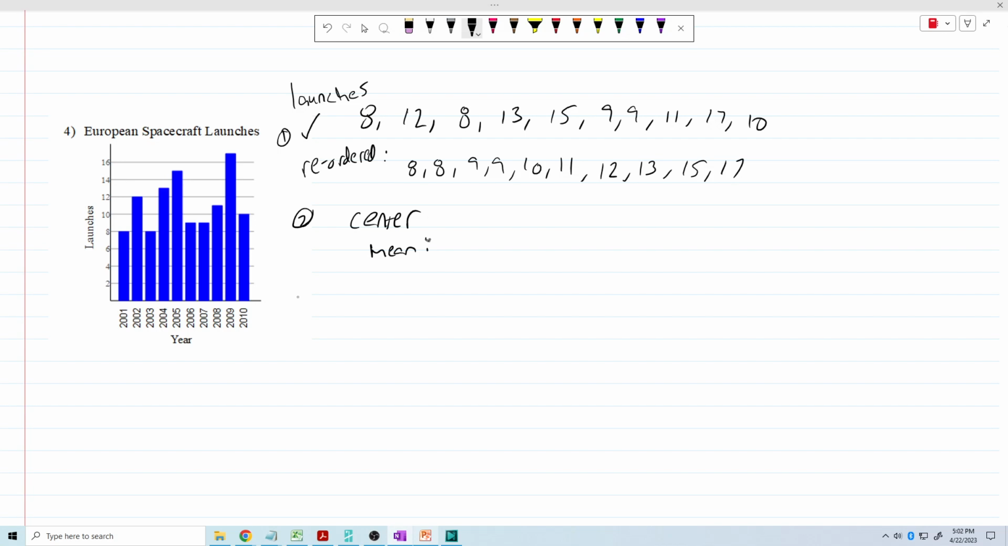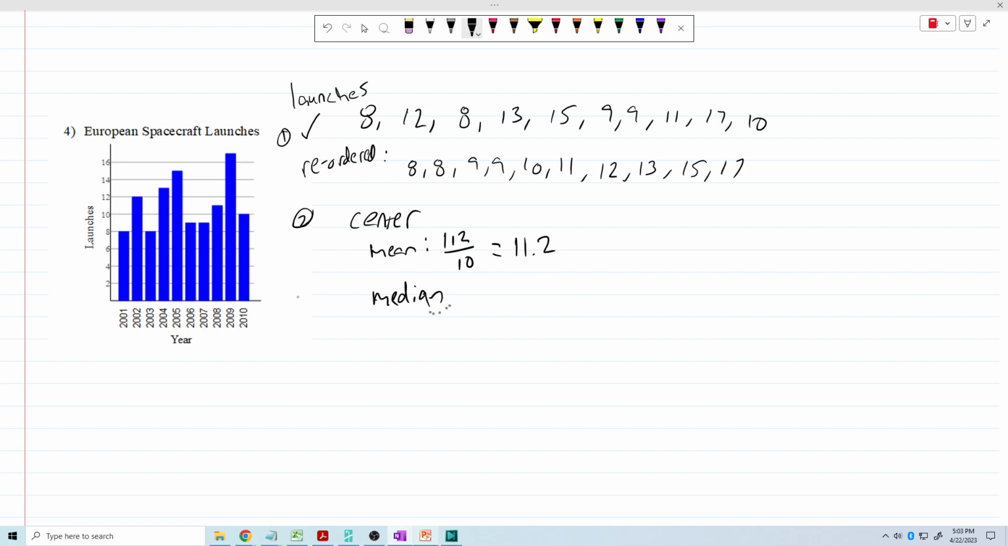And when we do, we get 112. How many are there? 10, right? Yes, 10. 1, 2, 3, 4, 5, 6, 7, 8, 9, 10. So when we do our division here, we get 11.2.